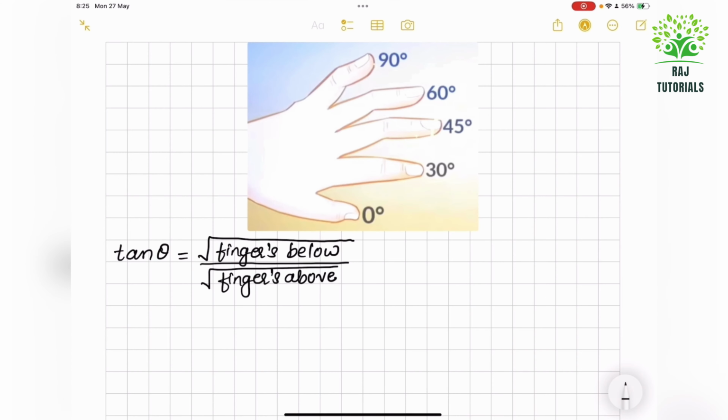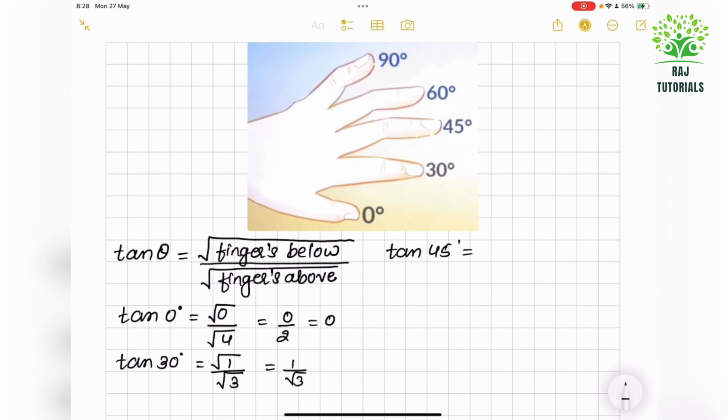Same way, if I go for tan theta, the formula says square root of fingers below upon square root of fingers above. So tan 0, fingers below 0 upon fingers above, so above are 4, so 0 by 2, that is 0. Now tan 45, the formula says fingers below, so below fingers are 2, so square root of 2 upon fingers above, that are also 2, so that will be 1.